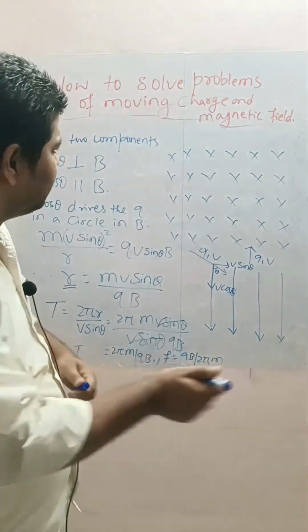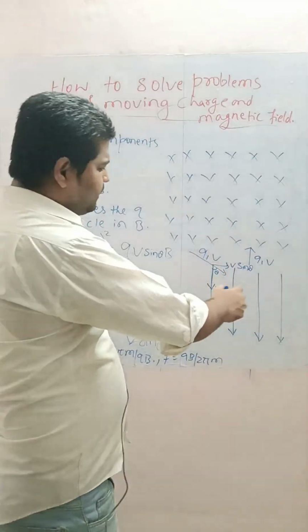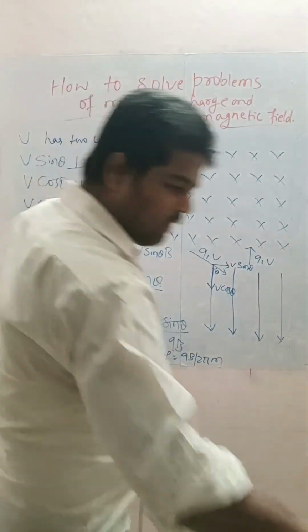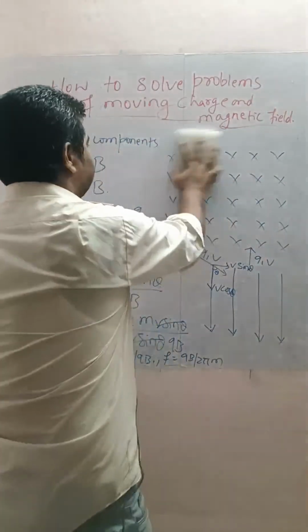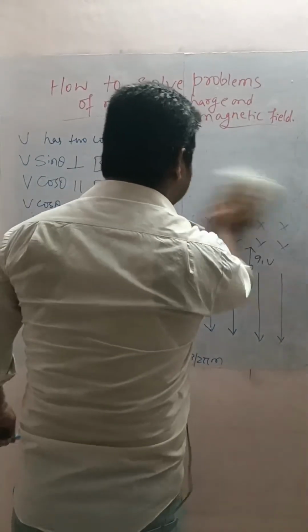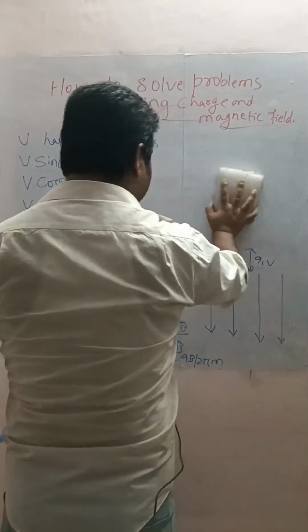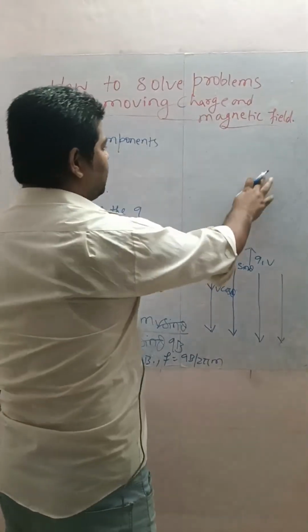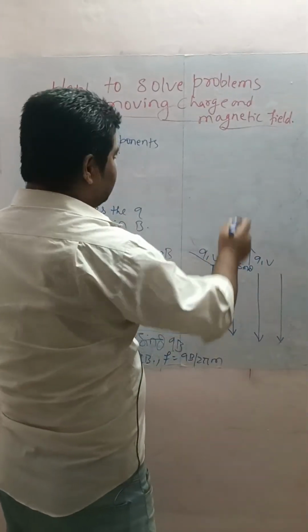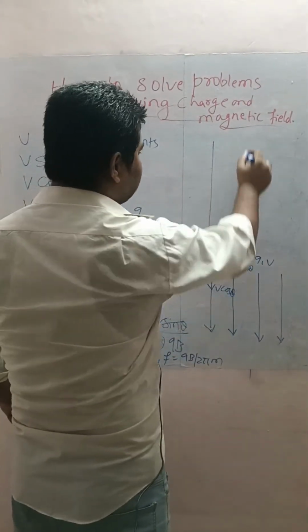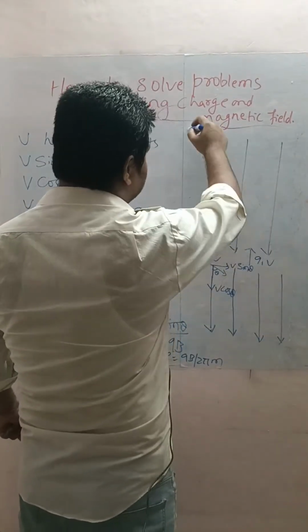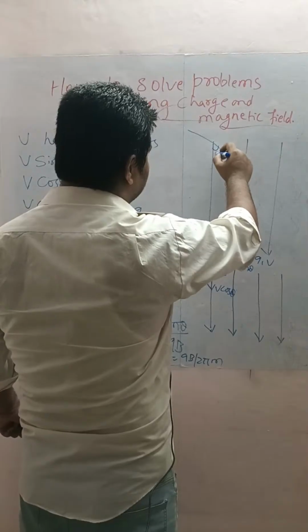Then suppose the charge is entering this region. See, I'm erasing this. Suppose, see, again drawing the same figure here. This is a field, and the charge is entering here.